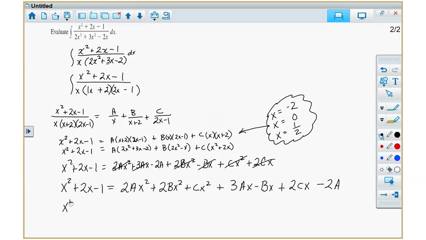Do you see any problems? Are you asleep today? So we have 2a plus 2b plus c, x squared, plus 3a minus b plus 2c, x, minus 2a.